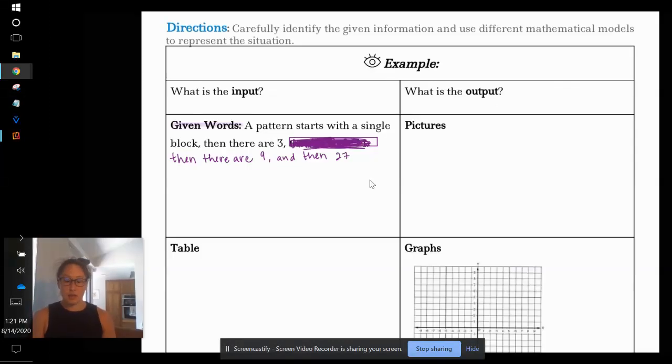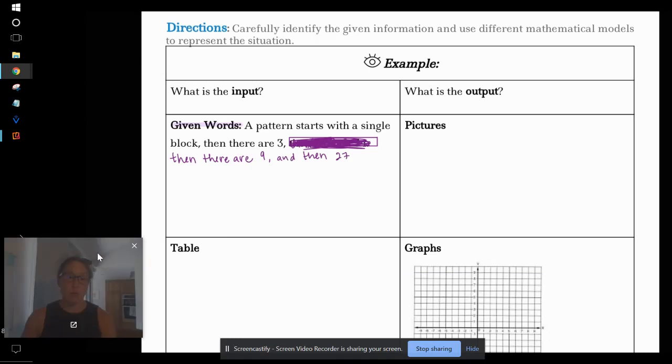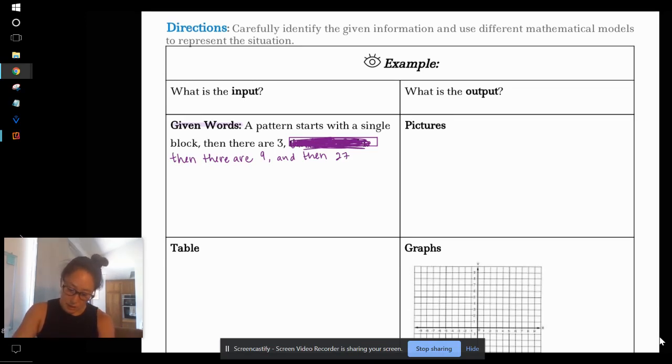Look at the given situation in words, and then we're going to represent those words using different representations. So our words are, a pattern starts with a single block, and then there are 3, and then there are 9, and then there are 27. So first we're going to go ahead and just draw this out. So first I have one block. I'm going to use dots for blocks, okay?